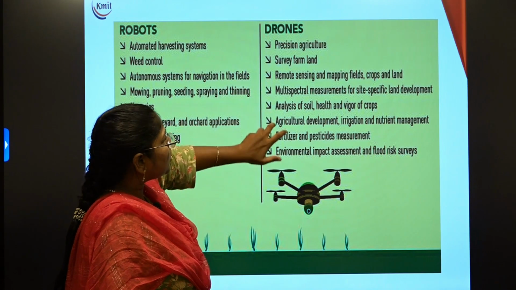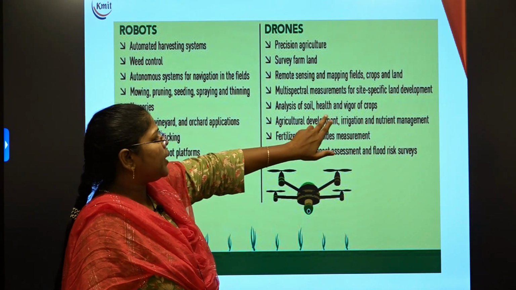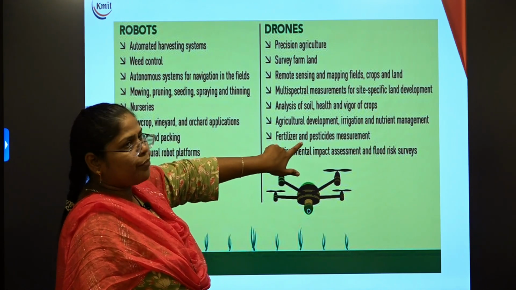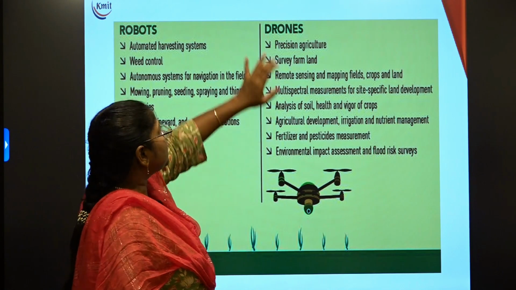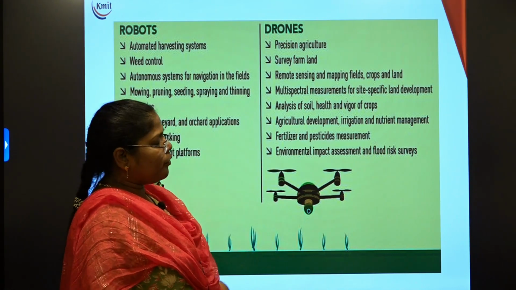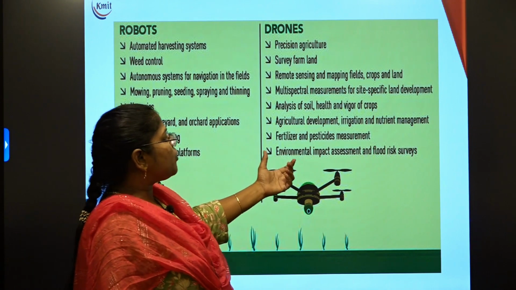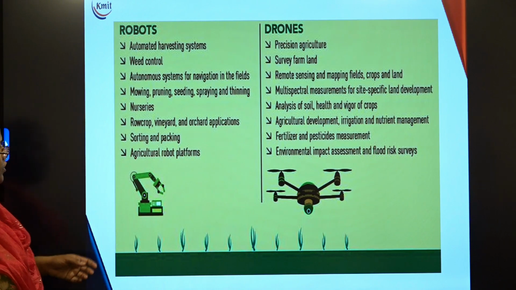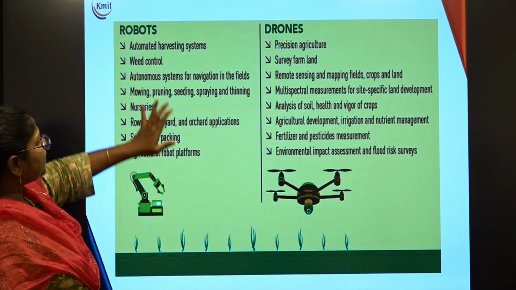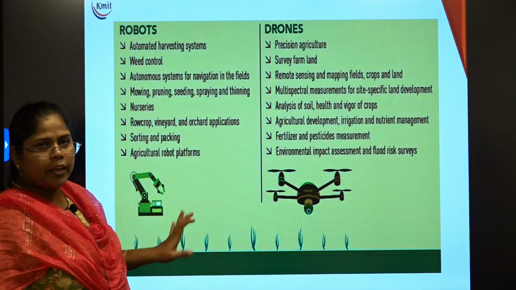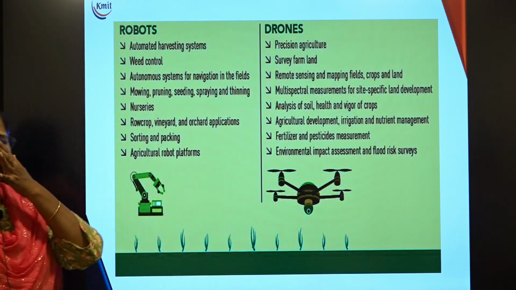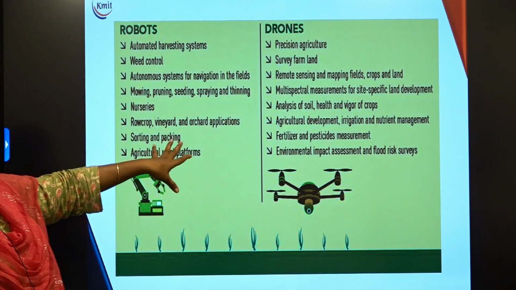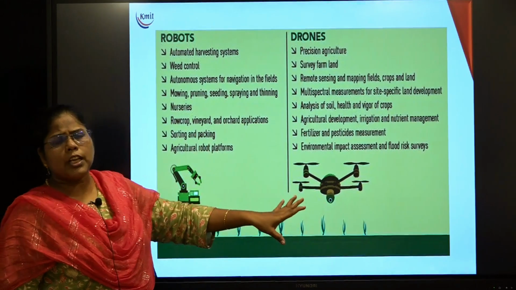Drones are used for agriculture development, irrigation and nutrient management. Drones can also be used for fertilizer and pesticide measurements. Drones can also create environmental impact assessments and flood risk surveys. So we can see pictorially the difference between the robot and a drone. Today we will discuss how to create a single robot and a single drone.